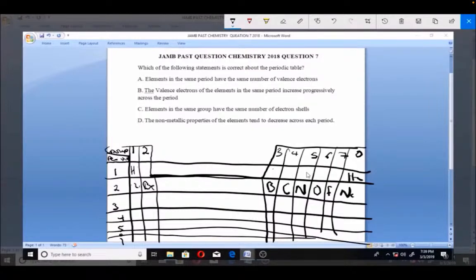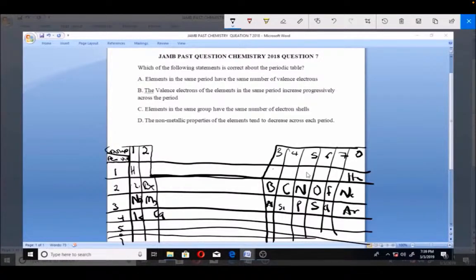And in period 3, we're supposed to have sodium, magnesium, and on this other side we have aluminium, silicon, phosphorus, sulfur, chlorine, argon. Here we're supposed to have potassium and calcium. So that's about the first 20 elements in the periodic table.